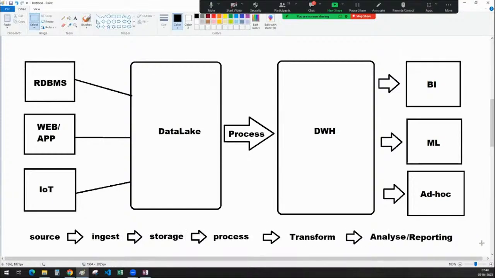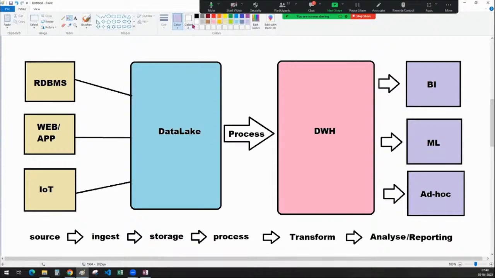Okay, this is a typical architecture. In this one, you are having data sources, and you are ingesting into the data lake, and from the data lake to the data warehouse. Finally, you will be having different requests based on this. So in a data life cycle, these are the processes that you are coming up with, guys.